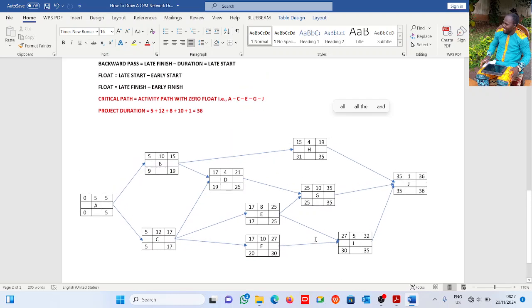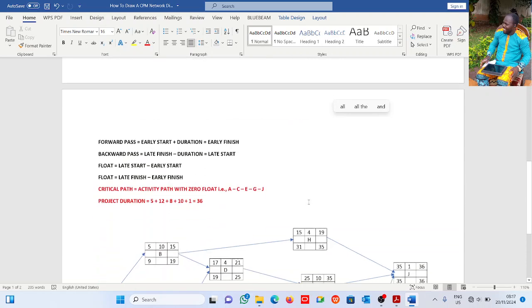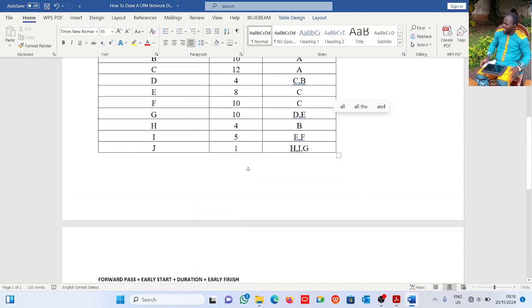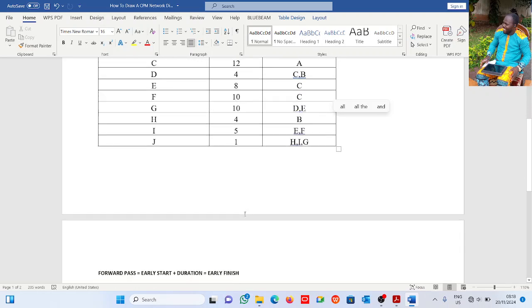Now let's see the last one. The last activity is activity J, which has H, I, and G as predecessors. It's very important you get to know predecessor and successor activities. When you have a question with a network diagram, you are going to see the predecessors, what comes before, what comes before. It aids you in drawing the network diagram.